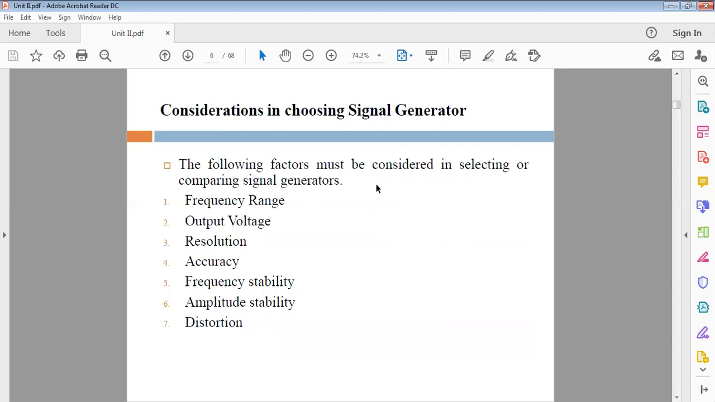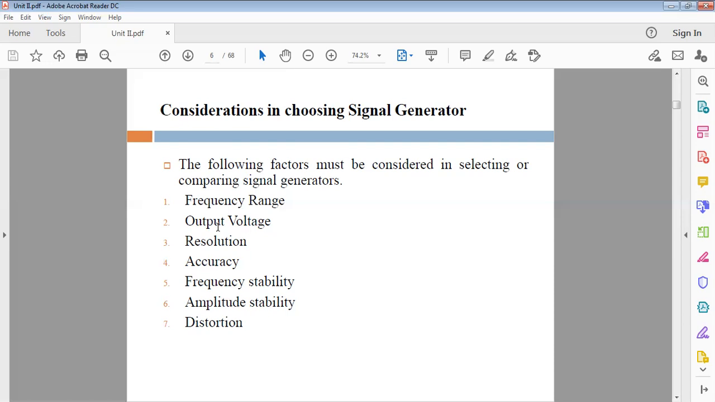Next, these are the following factors which must be considered in selecting or comparing signal generators. The first factor is frequency range. The frequency range of the generated signal must be variable from a few hertz to a few gigahertz, or sometimes even higher ranges. The generated signal frequency must be variable from a very low value to a higher value. Next one, output voltage. Similarly, the output voltage must also be variable from a very low value to a higher value, that is, from a few millivolts to volts.